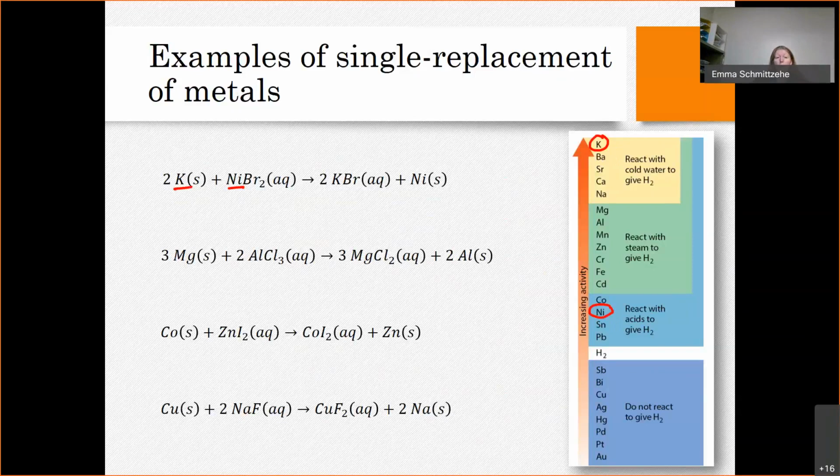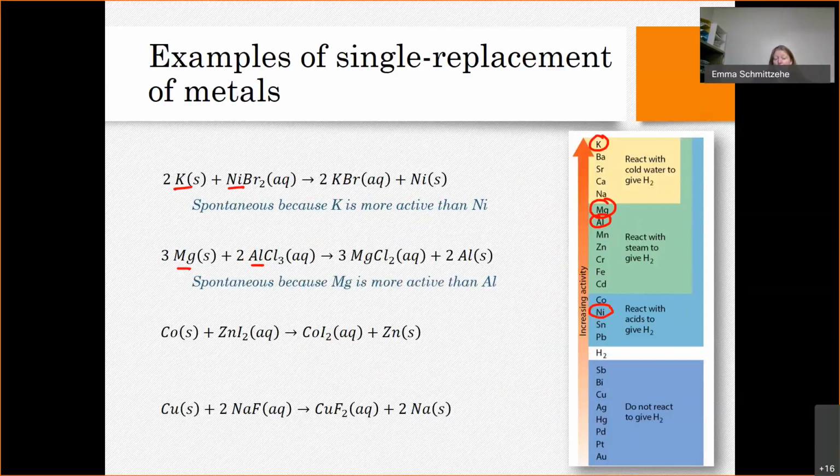And so that first one is spontaneous because potassium is more active than nickel, okay? We can go to this next one. You have magnesium and you have aluminum. So if you look, there's magnesium, okay? And right below it is aluminum. So in this case, magnesium, yes, is more active than aluminum. So that also is a spontaneous reaction, okay?